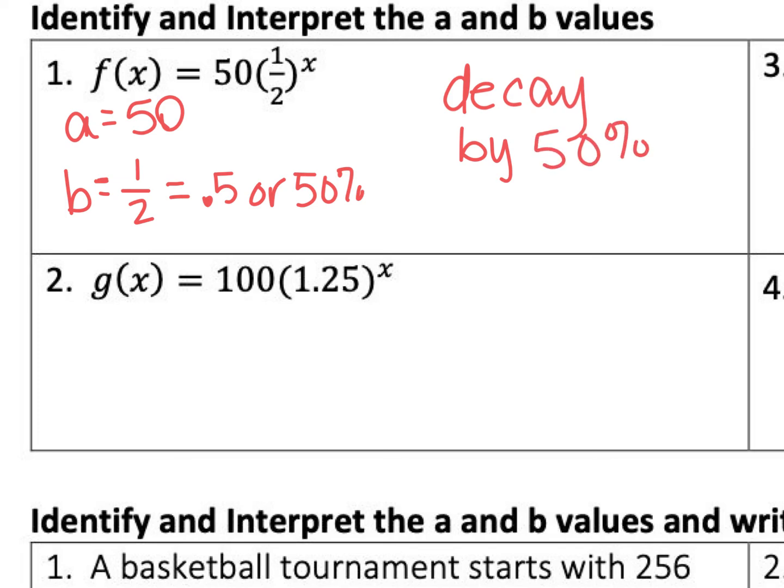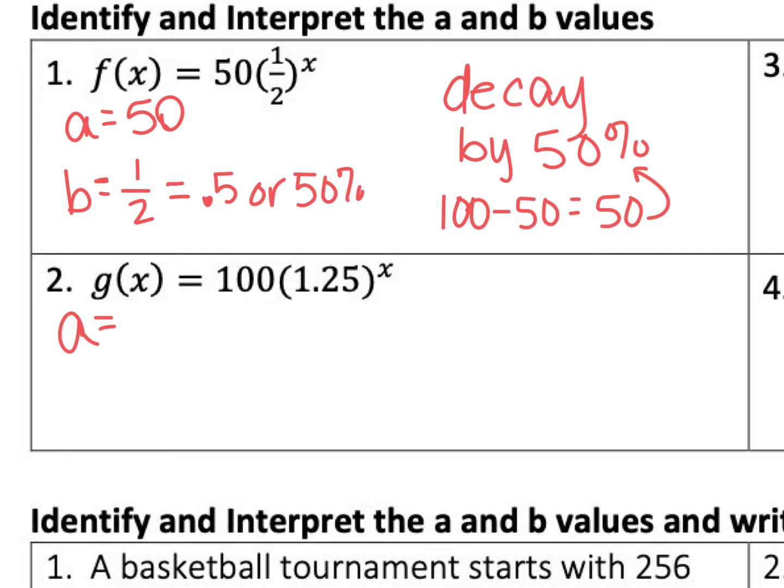So let me talk about that little equation we looked at with the 100 plus or minus. Since it's a decay, we've got 100 minus our 50 means that we have 50 left. So we're decaying by 50%. Let's look at number 2.